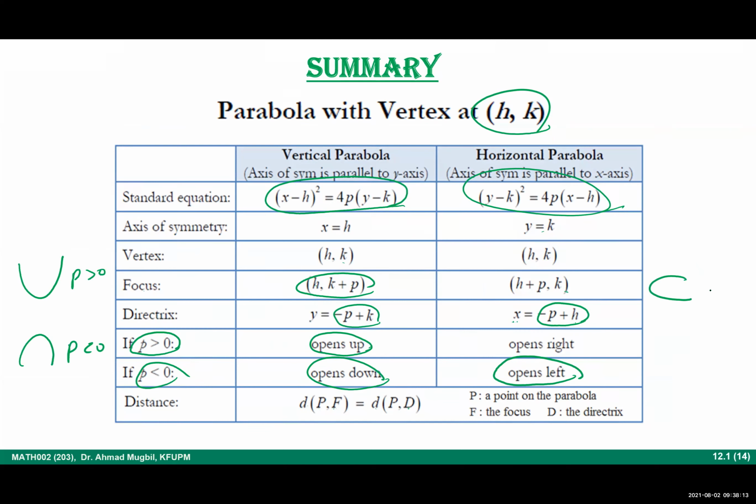Right. If it opens to the right, P is positive. If it opens to the left, P is negative.